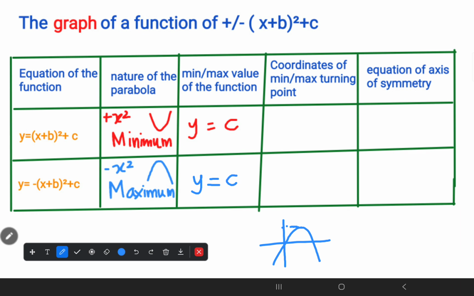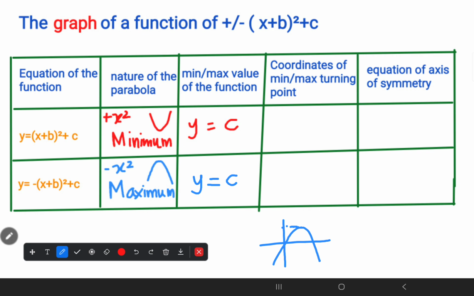When you make your graph equation in this manner, you can easily identify, even without drawing the graph, the nature of the parabola, minimum or maximum. What would be the minimum or maximum value of the function? Not only that, you can find the coordinates of the minimum or maximum point as well. We will find that one as well. The coordinates of the minimum or maximum point are also really simple.